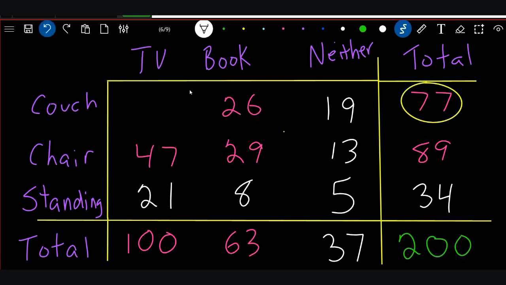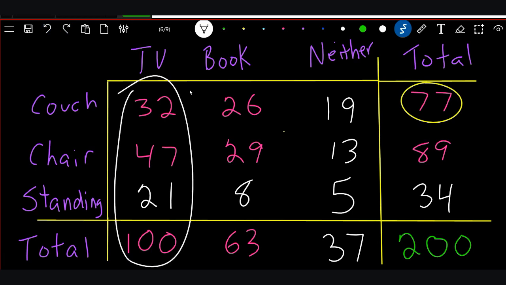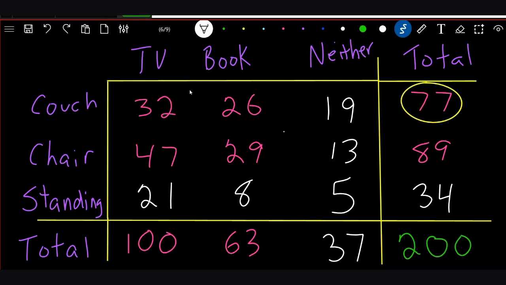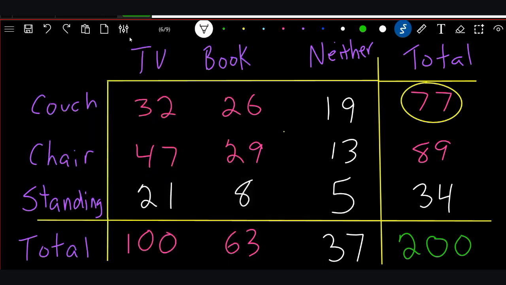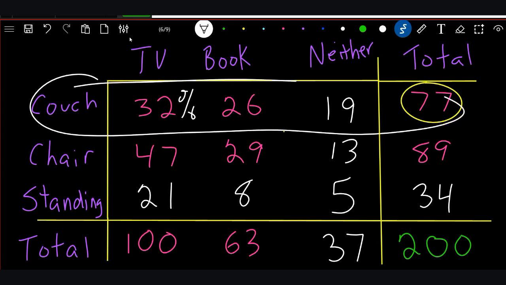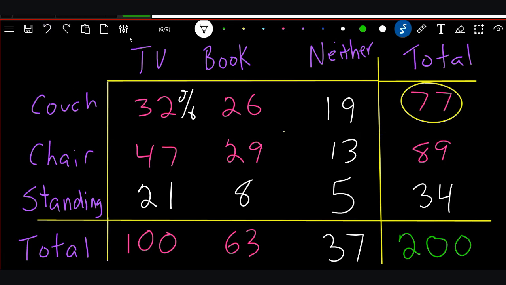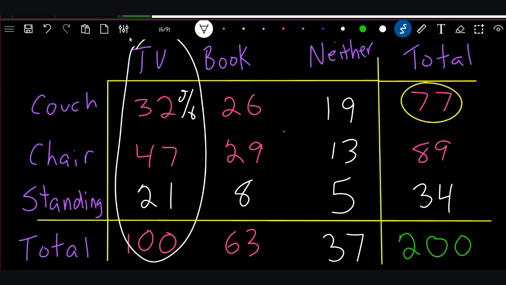Now, I want you to see the difference. If we go back to our number 32 and we do it of the TV people, now we're doing the people that watch TV. See how this box can change. Now we're doing 32 divided by 100. So we'll clear that out and do 32 divided by 100, and that's going to equal 32%, okay? So we were at 48% when we were doing the couch people, but with the same square, we can do it this way and we get 32% because now we're doing the TV.